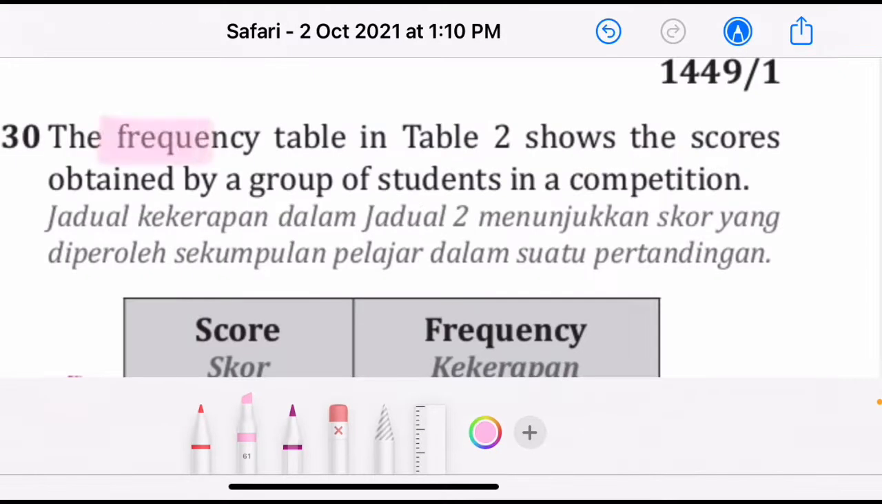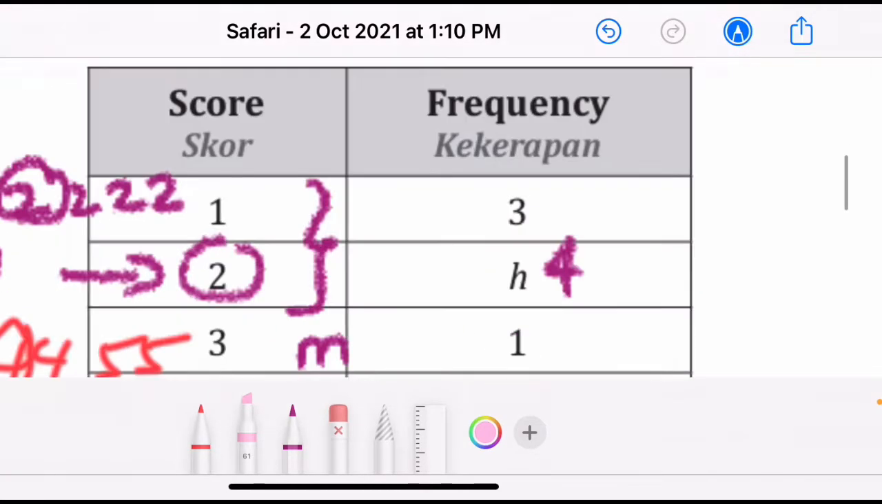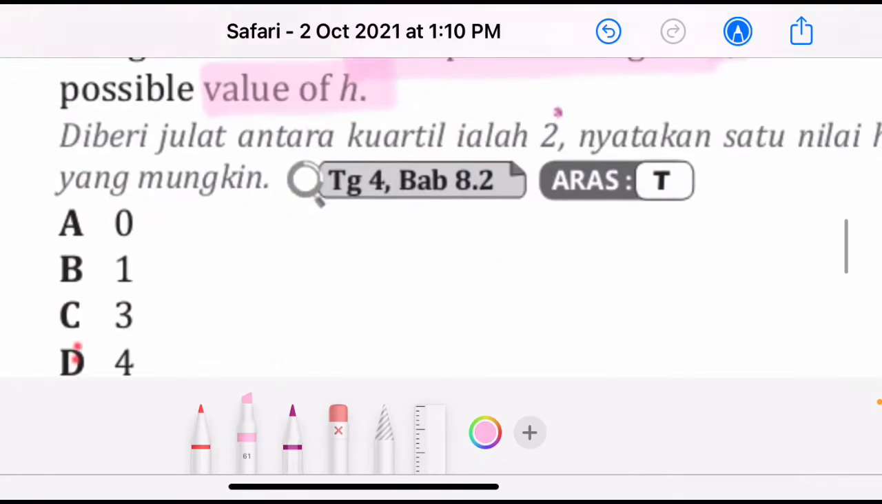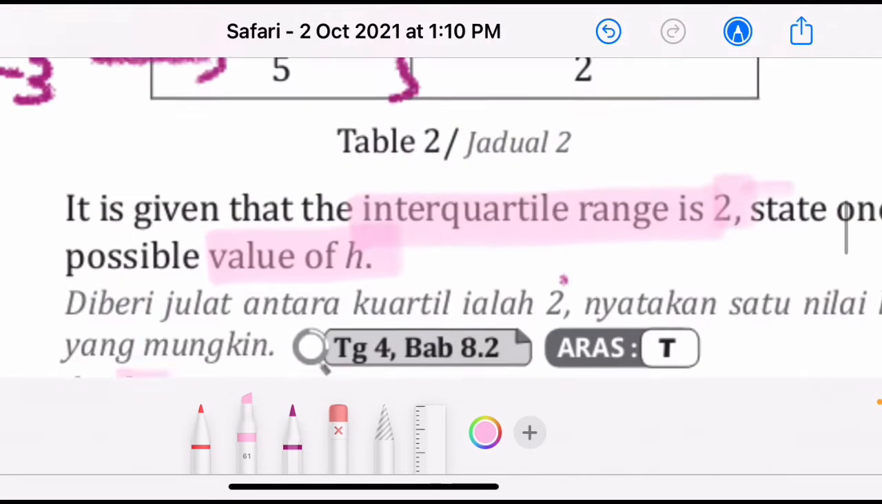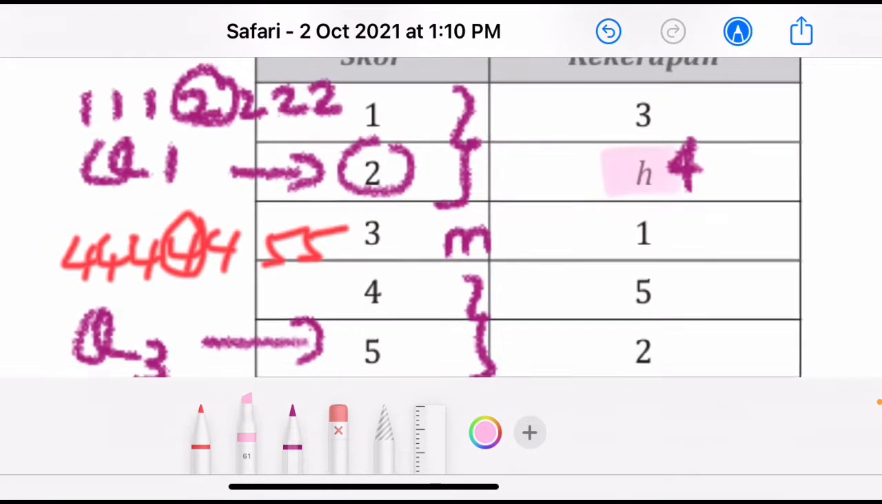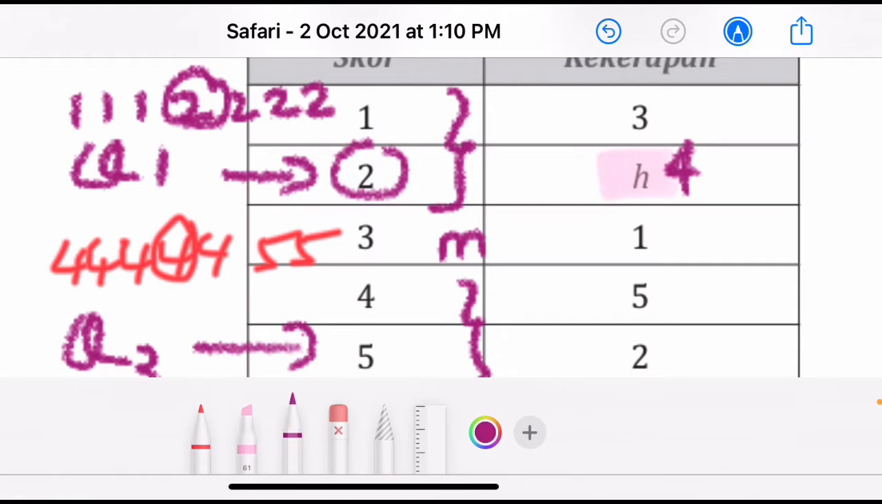D. The frequency table shows scores obtained by a group of students in a competition. For this question, you're asked to find the interquartile range. The interquartile range is 2, and then find the value of H. So we will try all the values 0, 1, 3, 4. Let's say you choose H equal to 4, right? That means here you have 3, 4, 1, 5, 2. So this is 7, this is 7. That means the median is 1, right? Got it? Median is 1.